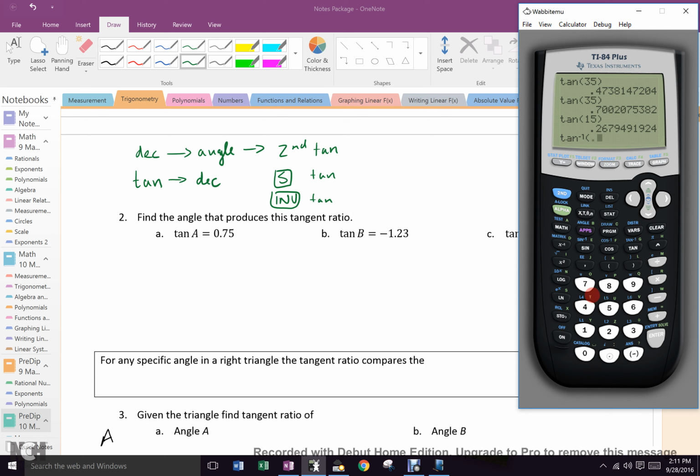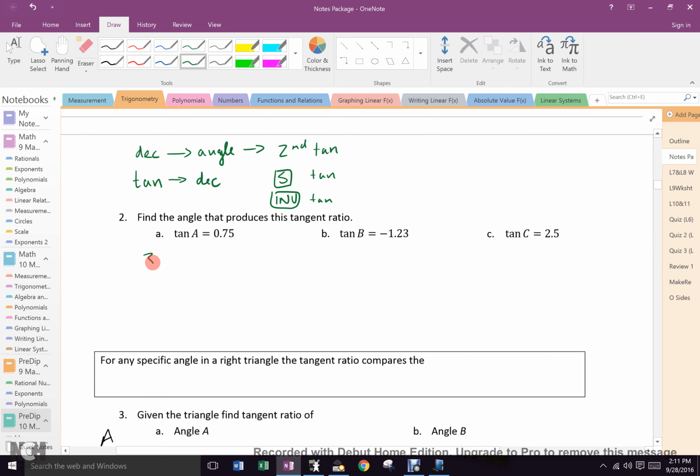Then I put in 0.75, and I close my brackets, and my calculator tells me it's a 36.86 degree angle. So I write tan⁻¹ equals 36.86. Does anybody have the backwards calculator where you had to push 35 tan? Oh, there's some in every class. Okay. So you've got to do it the opposite way around.